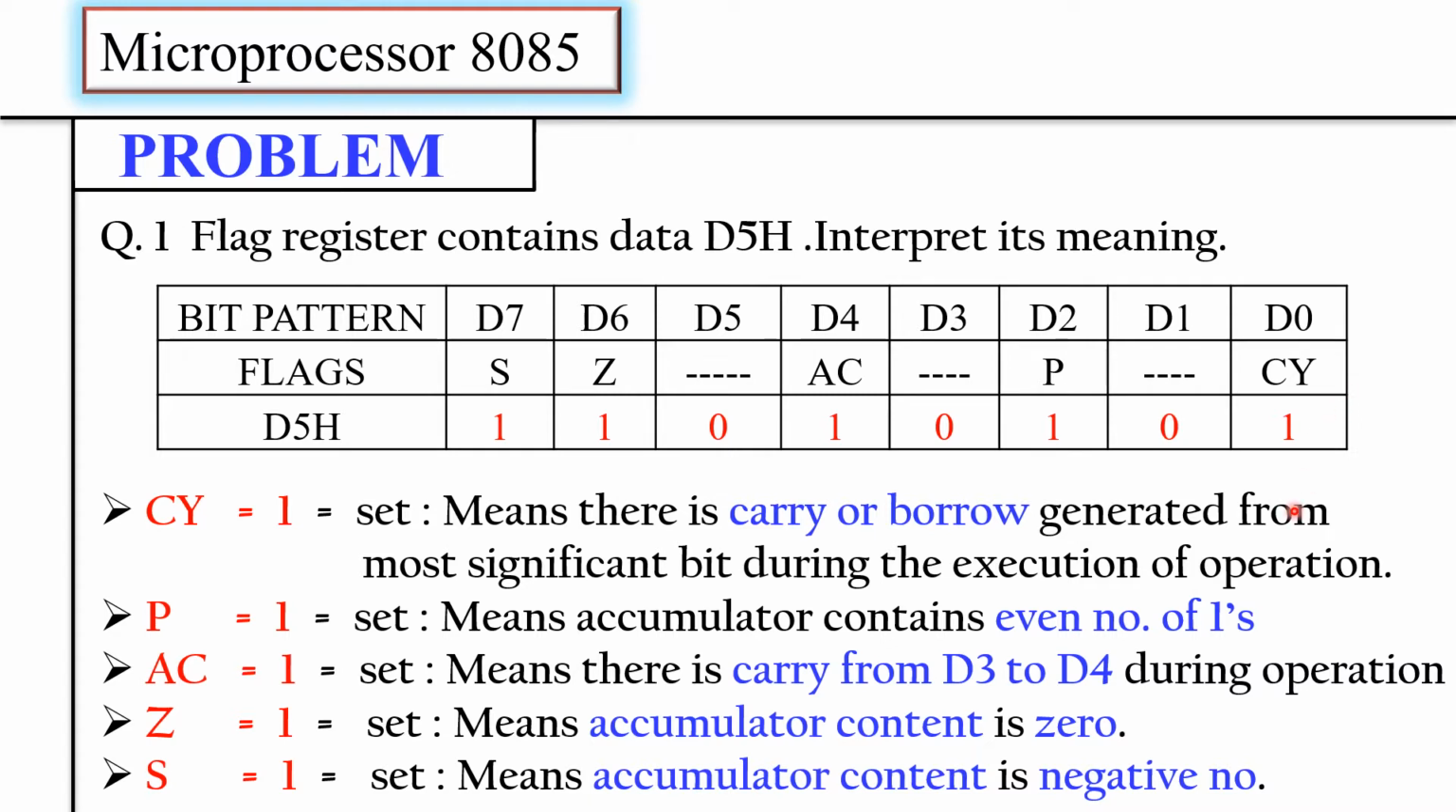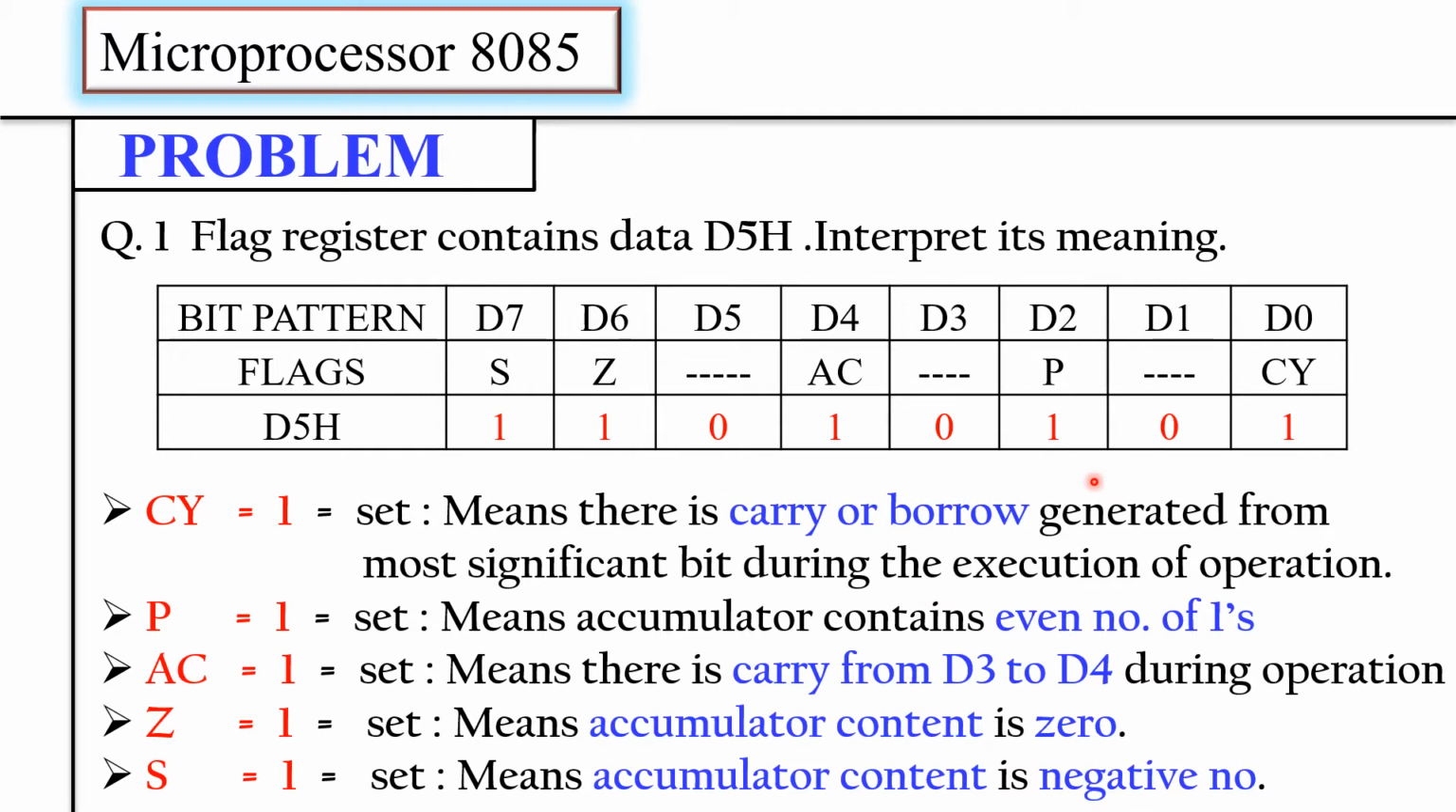The carry flag is 1. Carry flag is 1 means it is set. It means that there is a carry or borrow generated from the most significant bit during the execution of the operation. Clear? So whatever operation has been carried out, because the carry is set, it is understood that a carry or borrow was generated from the operation which has taken place.